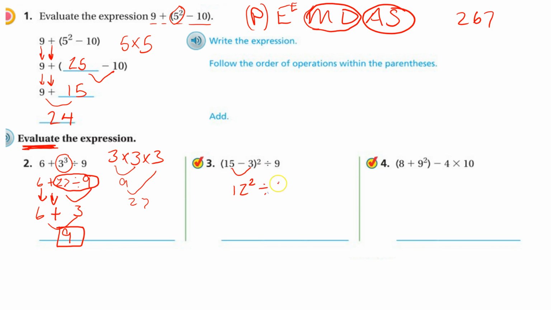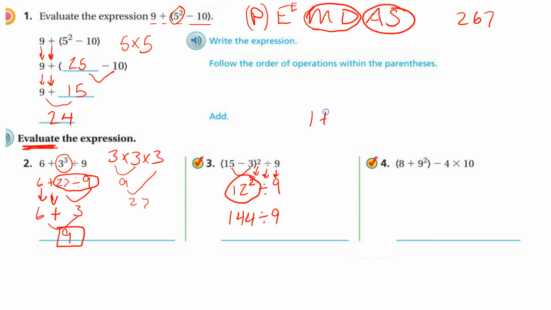And then divided by 9. So everything else got brought down. The exponent got brought down. It just got attached to what was inside the parentheses. The division got brought down, and the 9 got brought down. Okay, next we have to do the exponent. So 12 times 12, which we know is 144. Bring down the division, bring down the 9.